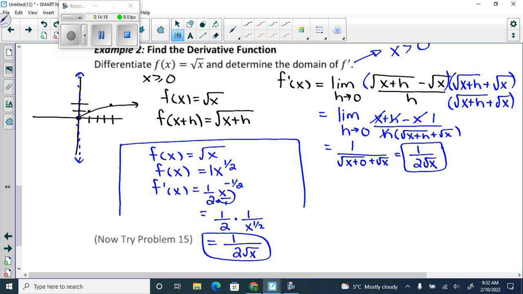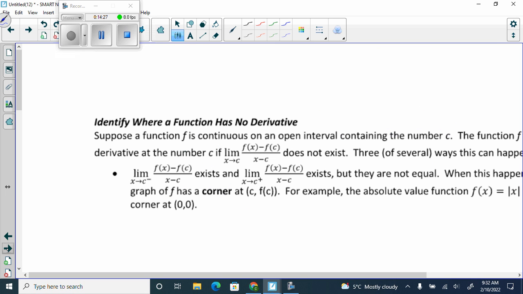So then there's this problem. Then we have, when it's not differentiable. Okay, so when a function doesn't have a derivative, the first thing you have to cover to say, yes, it could possibly have a derivative, is the function has to be continuous.